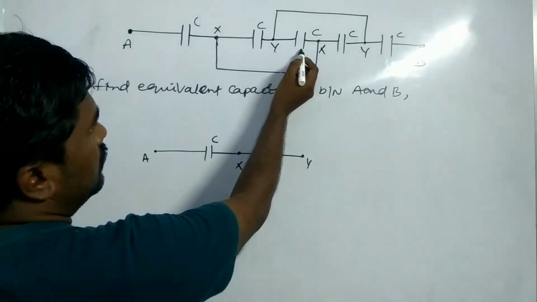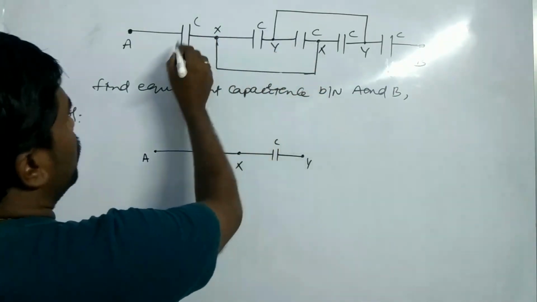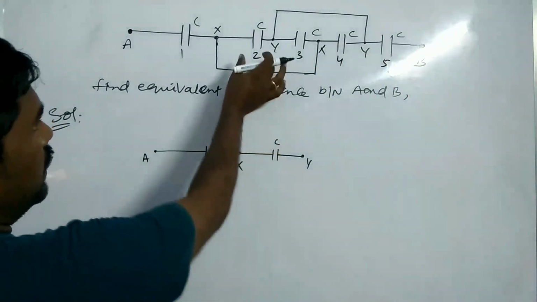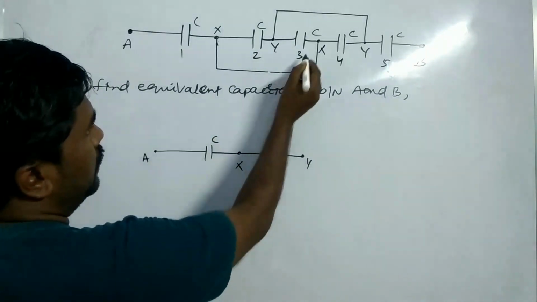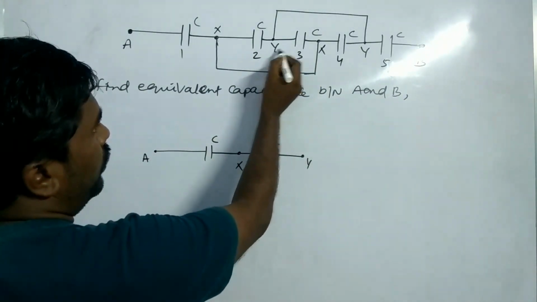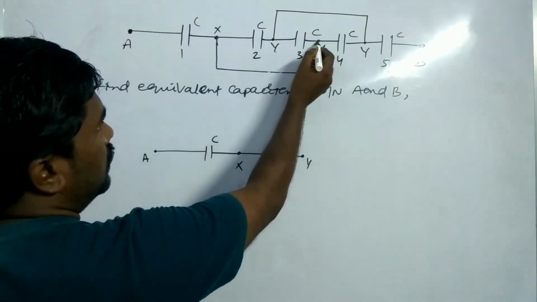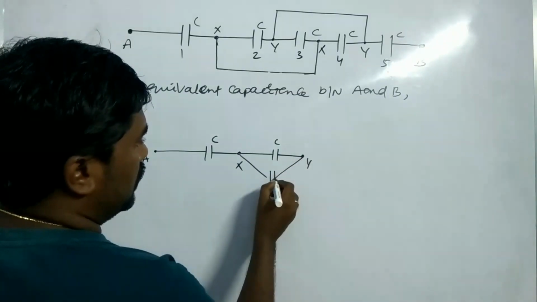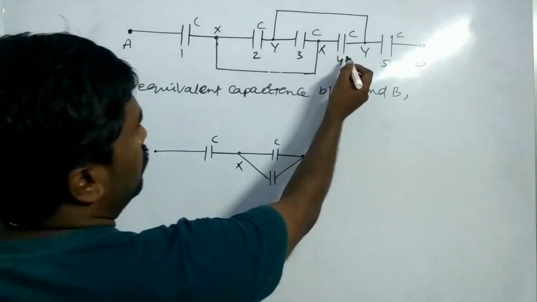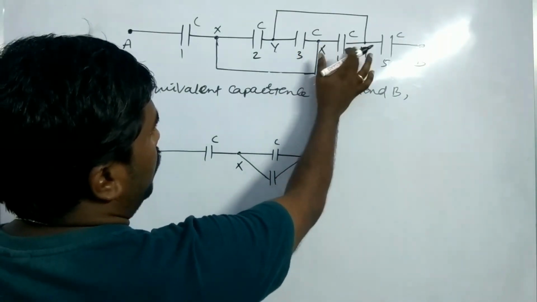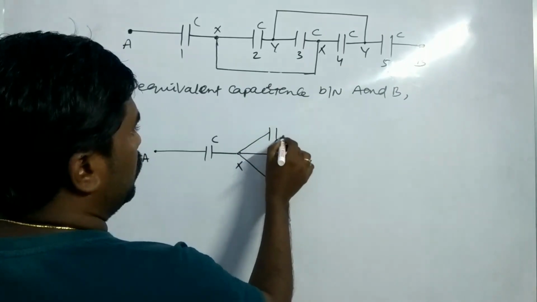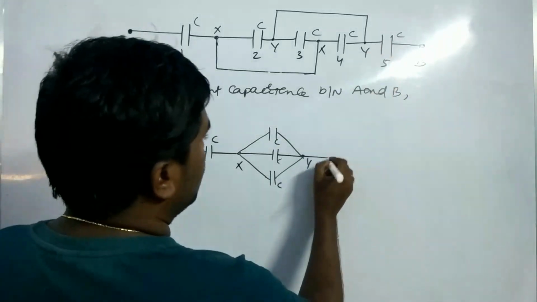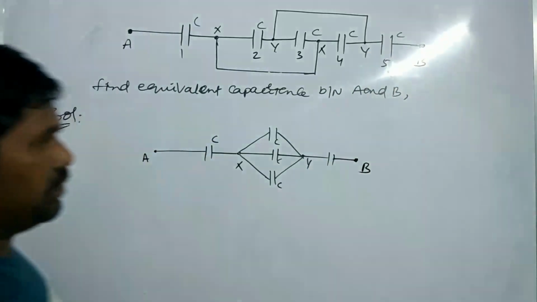For example, there are 1, 2, 3, 4, 5 capacitors. The second capacitor is here, and the third capacitor is between Y and X: the first end is Y, the second end is X. The fourth capacitor is between X and Y. This is C. And the remaining last capacitor is here, with point B.